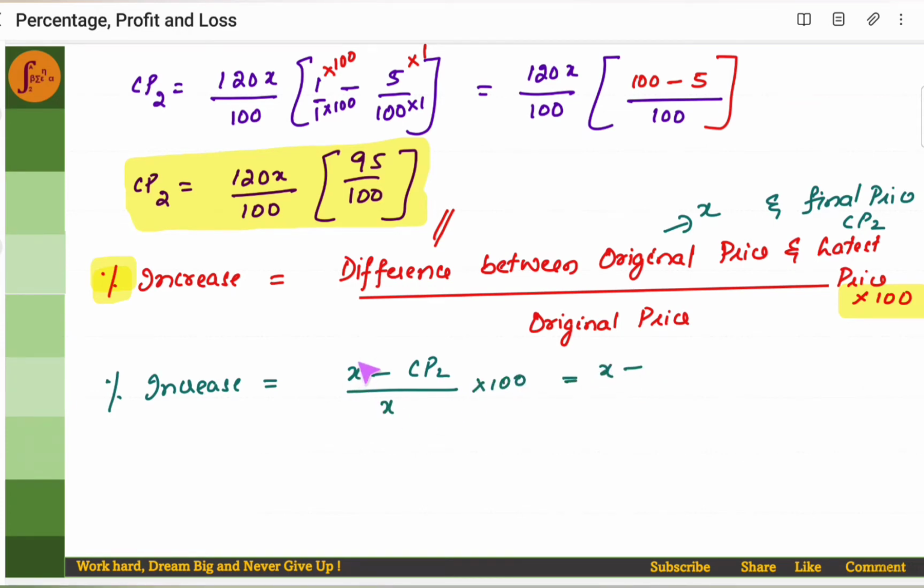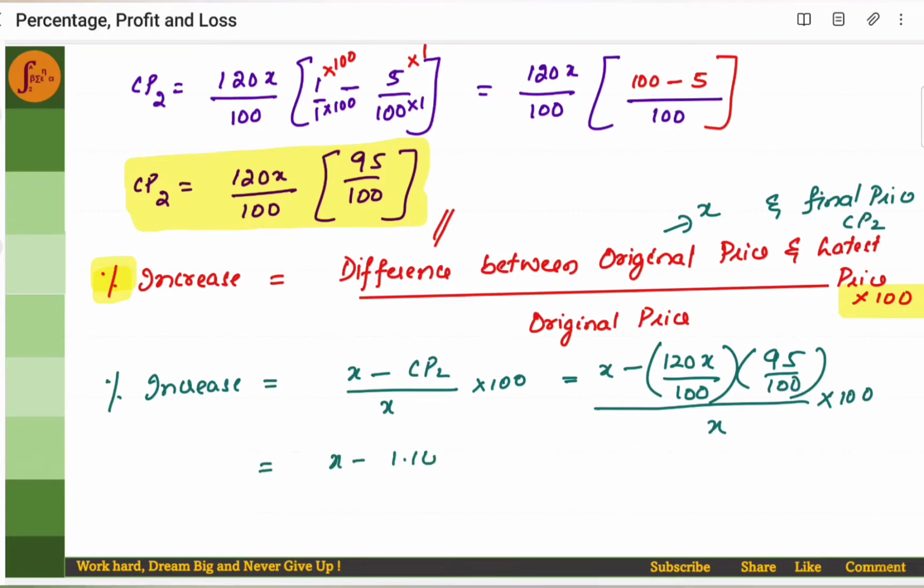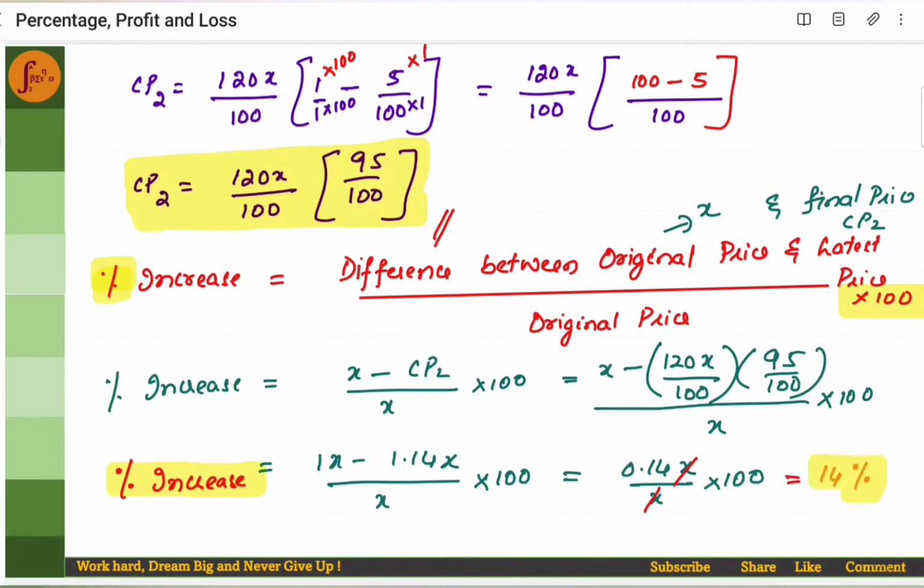X minus, we don't know what X is, so I leave it as X. CP2 is 120x by 100 into 95 by 100, by X. Original price is X, into 100. Now if I evaluate this, I'll get X minus 1.14x by X into 100. I can assume that it is 1x, right? There's nothing here, I assume it is 1x. 1x minus 1.14x is 0.14x by X into 100. X and X will get cancelled. 0.14 into 100 is 14%. So percent increase is 14%.